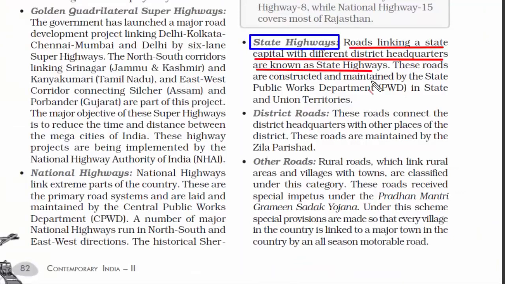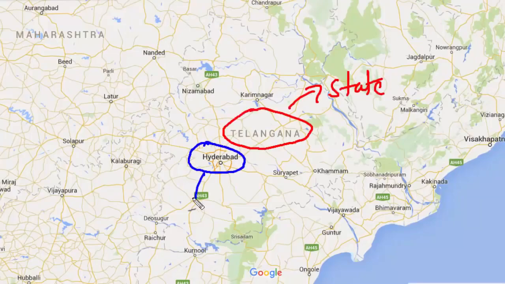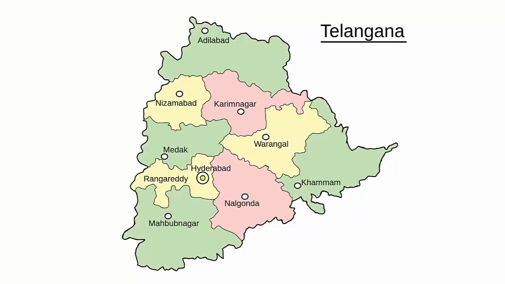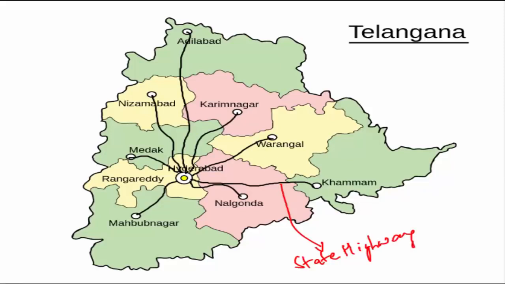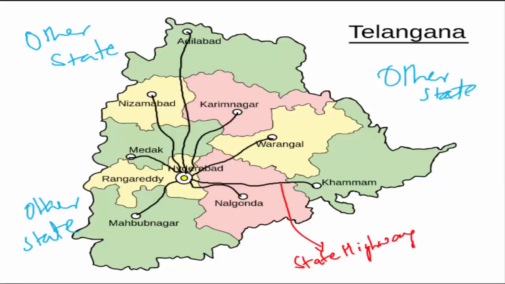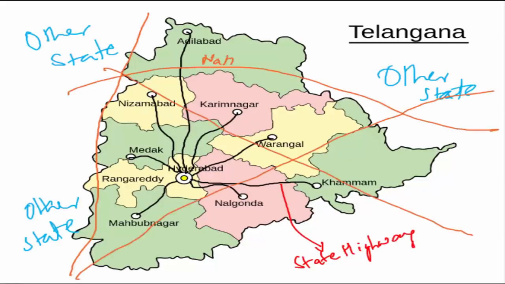These are the roads that link a state capital with different district headquarters. Every state in India has a capital city, and then there are various districts in that state. Together all the districts form one state. Whenever you have to travel from the capital city to the various districts in that state, you will have to take the state highway. And when you go beyond the district, this same road gets connected with the national highway. So just remember this chronological order.